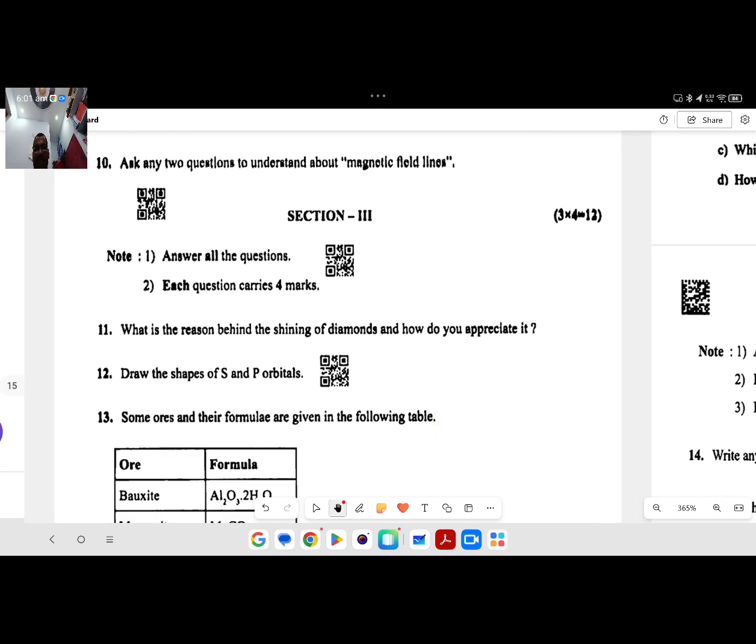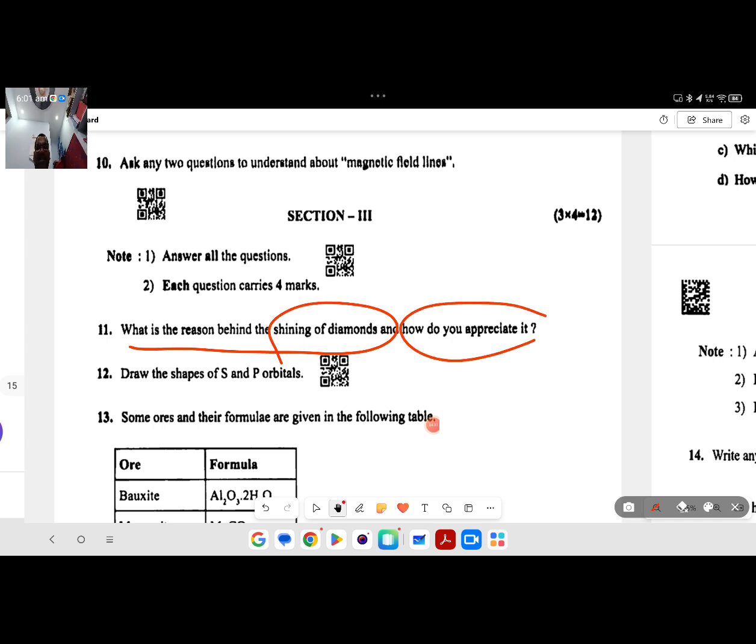Look at here. Next, write the reasons behind the shining of diamonds. Why does a diamond shine? How do you appreciate it? So this question also contains 2 parts. Read the question carefully in the exam hall and understand. So here, what is asked is that we should write the reason for the shining of diamonds, and how do you appreciate this? For writing the reason, you'll get 2 marks. For how do you appreciate, you'll get 2 marks, because it's a third section. It carries a total of 4 marks: 2 marks for writing the reason, 2 marks for appreciating.